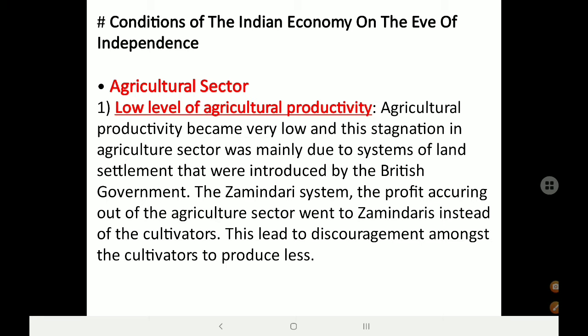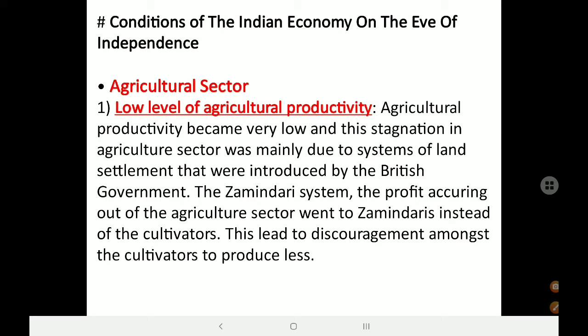Now, such an attitude of the zamindars was due to the term of the revenue settlement. The zamindars were required to deposit a specified sum of revenues on fixed dates, failing which they lost their rights. Because of this, they pressurized the cultivators to pay them rent.